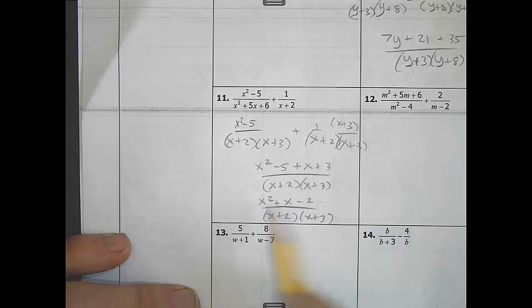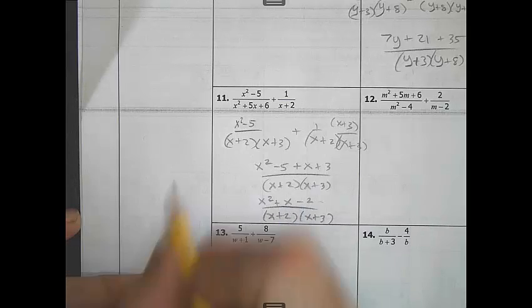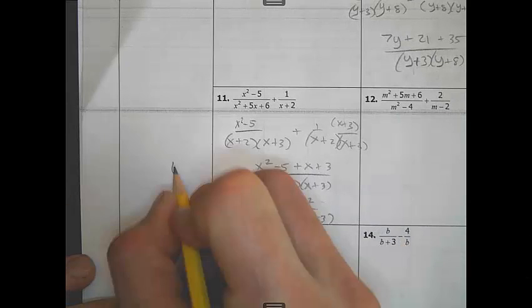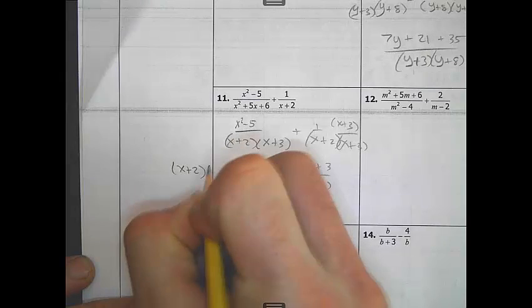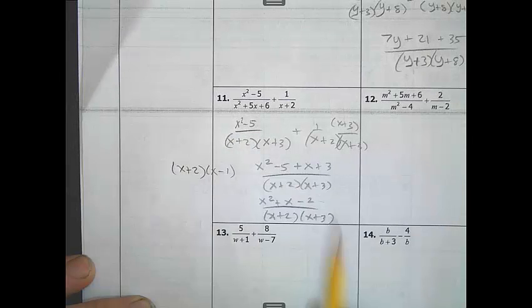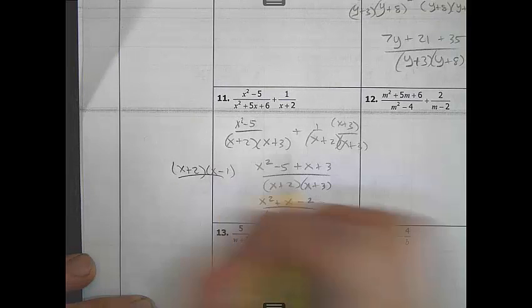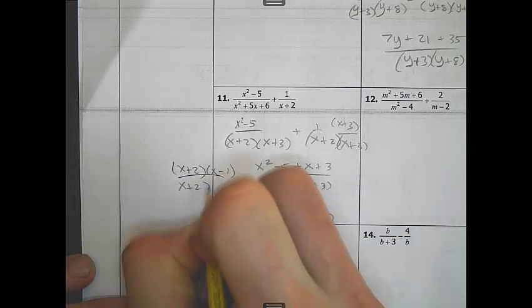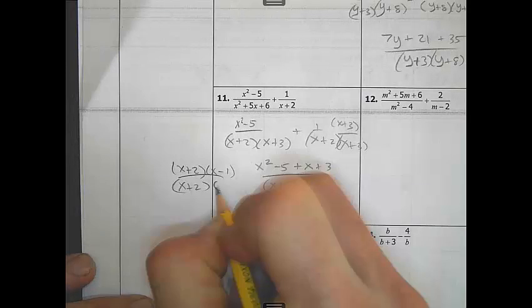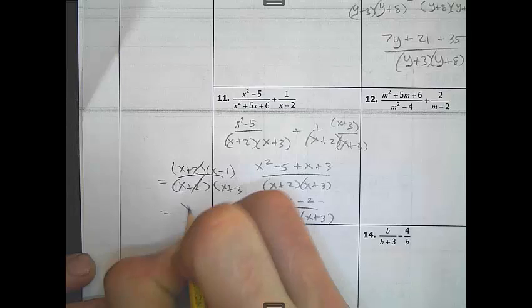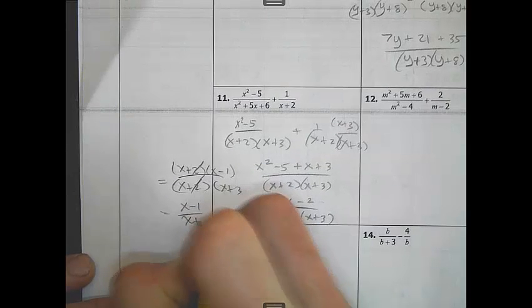Are there two things that multiply together to be negative 2 and add to be 1? All right. And most likely it's going to be one of these factors, so x plus 2 and then x minus 1. That would multiply to be negative 2 and add to be 1, so that works, over x plus 2 times x plus 3. Now these cancel, and I get my final answer, x minus 1 over x plus 3.